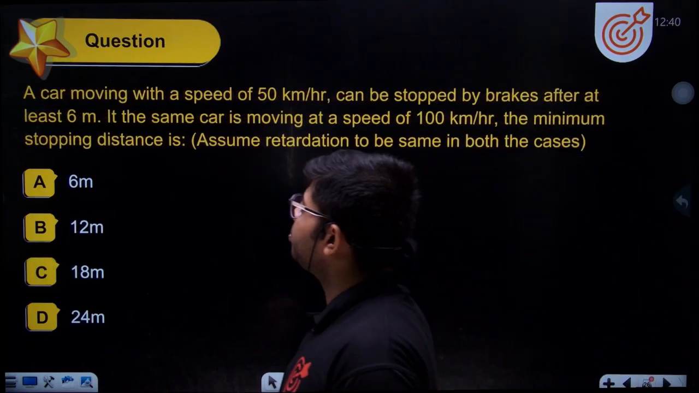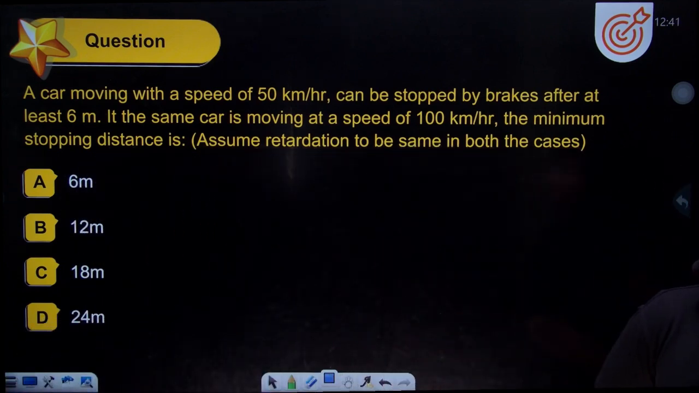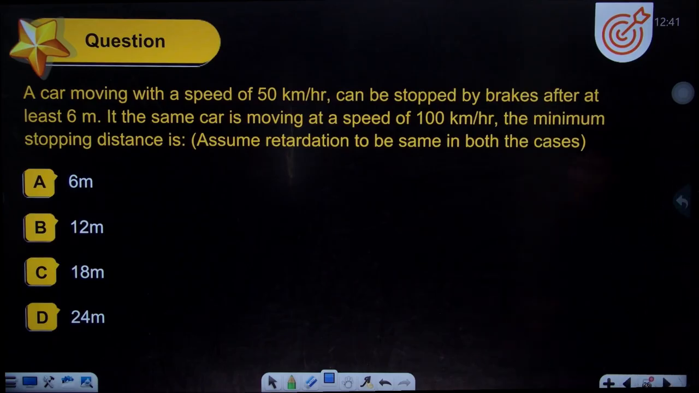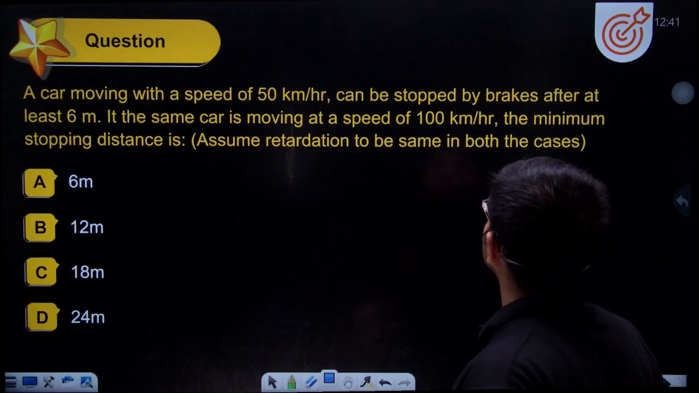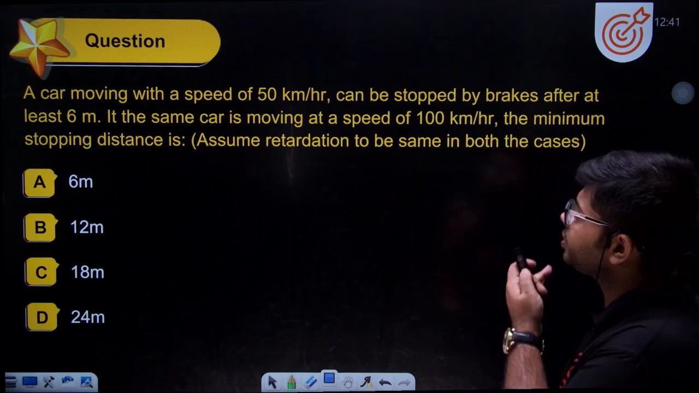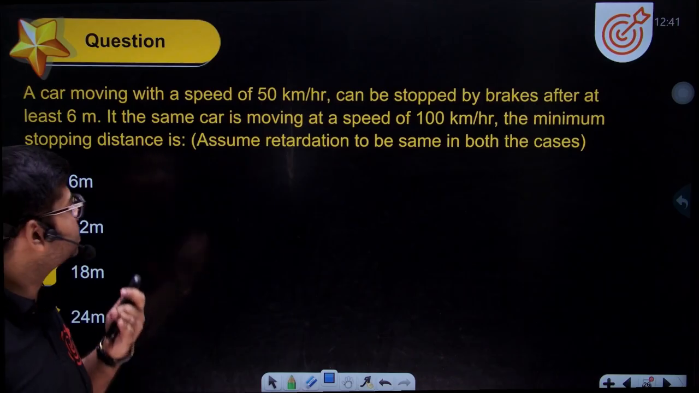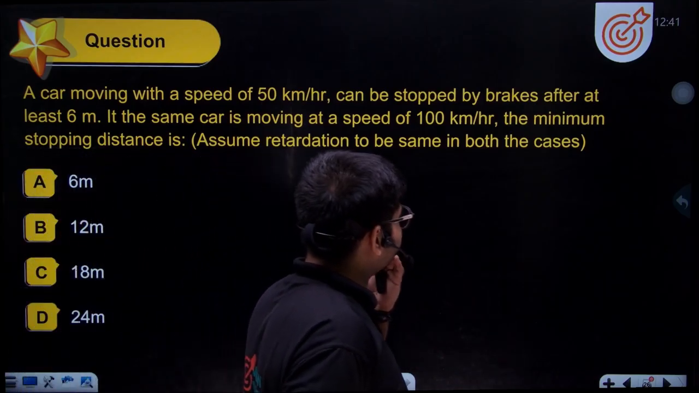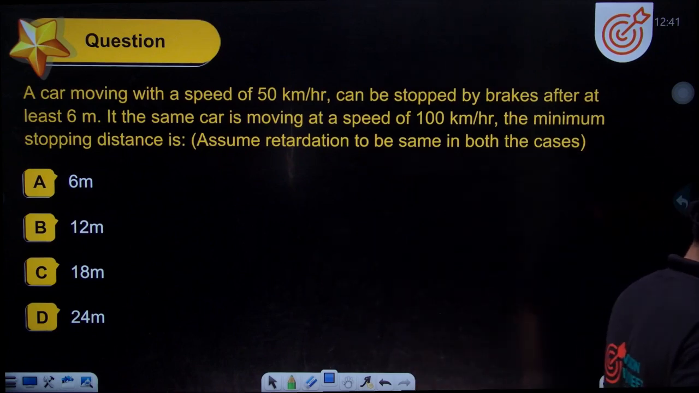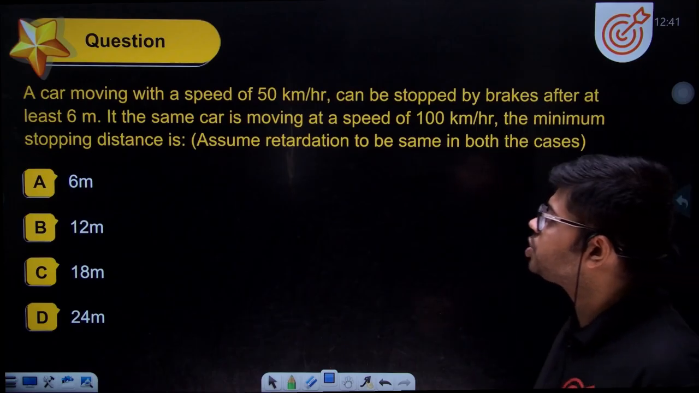Okay. Now there is another sum. Please read it. So it says a car moving with a speed of 50 km per hour can be stopped by brakes after applying brakes after at least 6 meter. ठीक. After 6 meter it is stopping. If the same car is moving at a speed of 100 km per hour, the minimum stopping distance is.